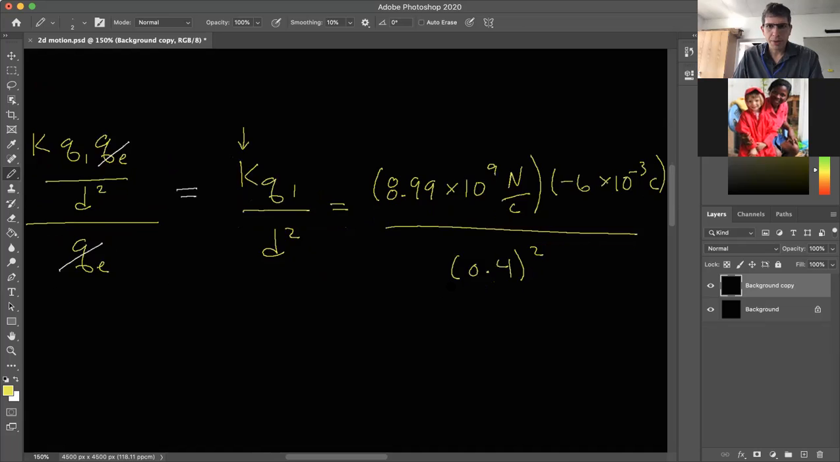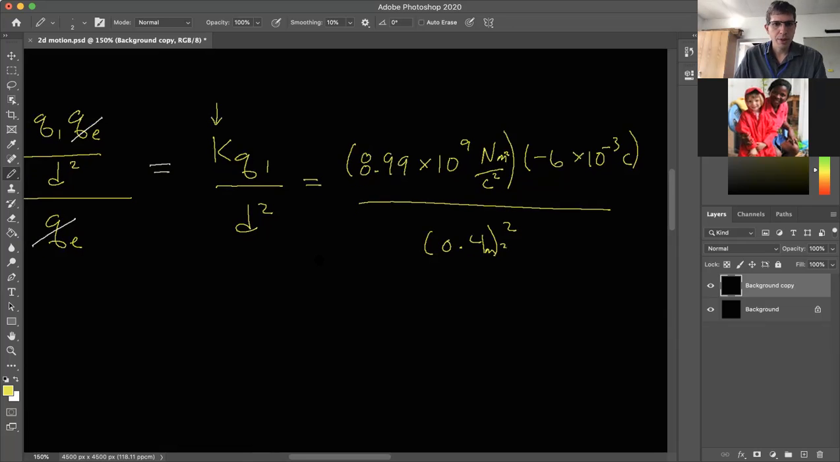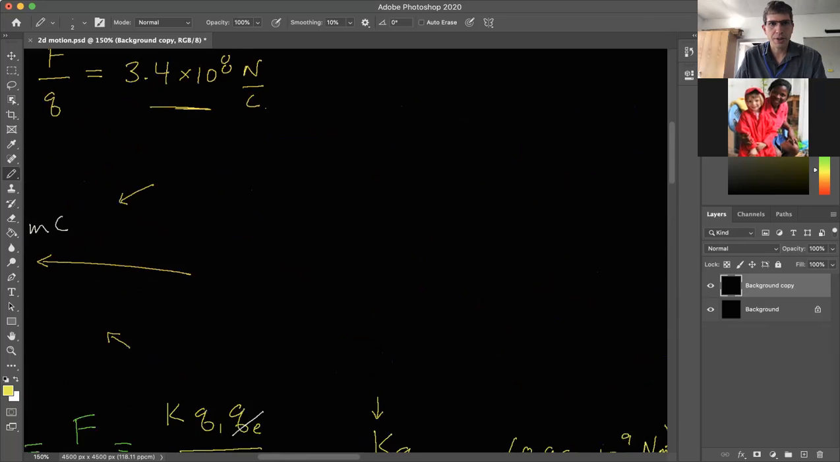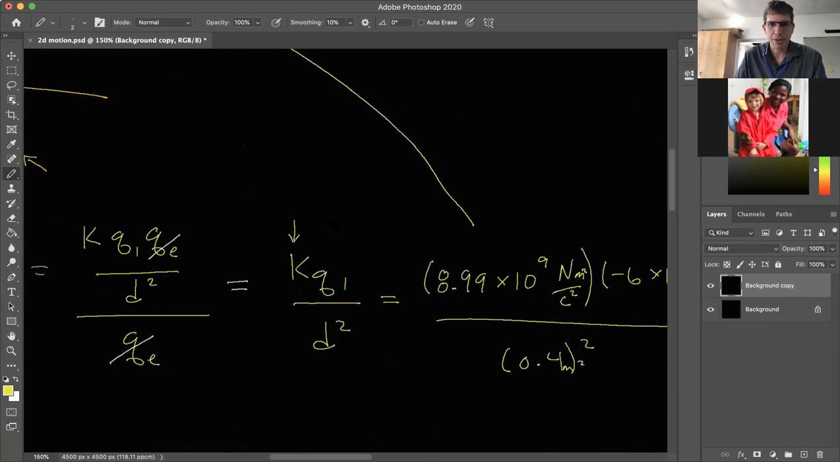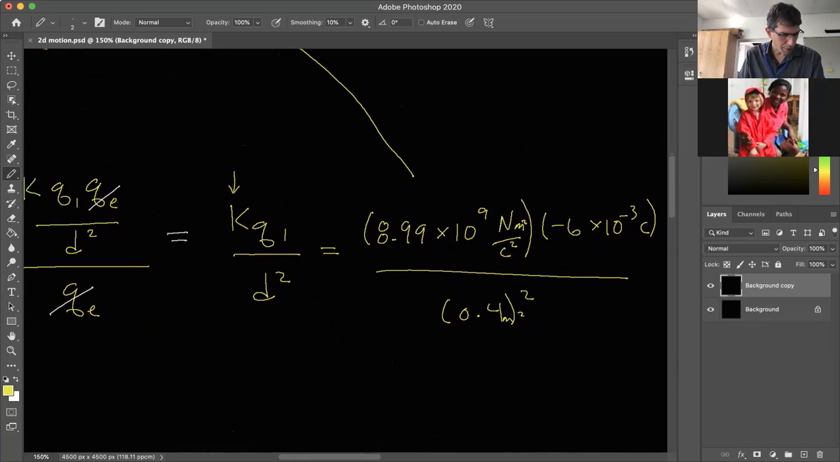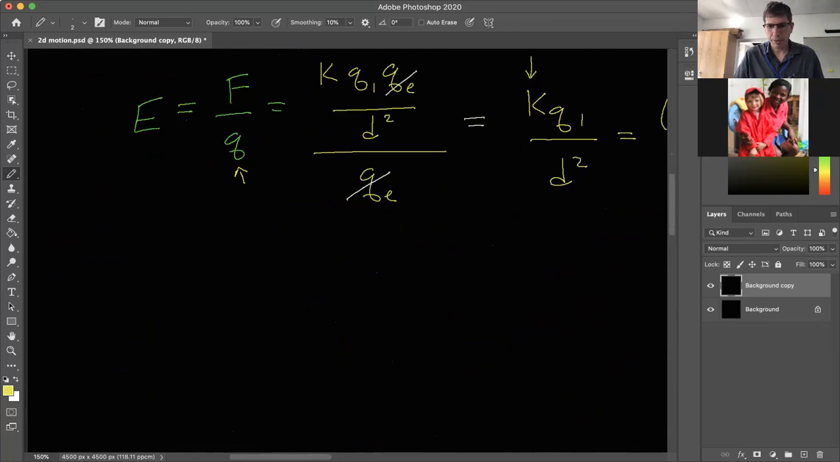And when you do that out, sorry, this is meter squared down here. This should also be a Newton meter squared per Coulomb squared, and this will be a meter squared down here. When you plug that into your calculator, you should get this number. If you want to check that later, I think that number does work out to be the same number there. And so this was 2A.